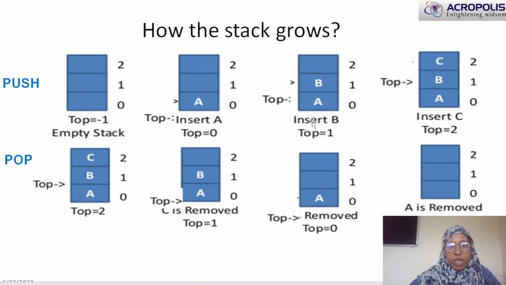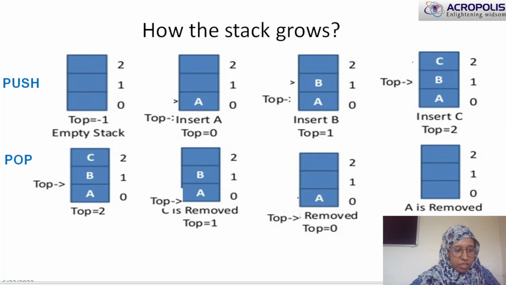After that we have to insert B. So again we will increment top by 1, from 0 to 1, and we will insert the element B, and so on. The same procedure is performed in pop. If the stack contains A, B, C, and we want to pop an element, firstly the topmost element is deleted. So C is removed from this leftmost stack and the elements become A and B. After that, if we want to pop again, B is removed, and so on.